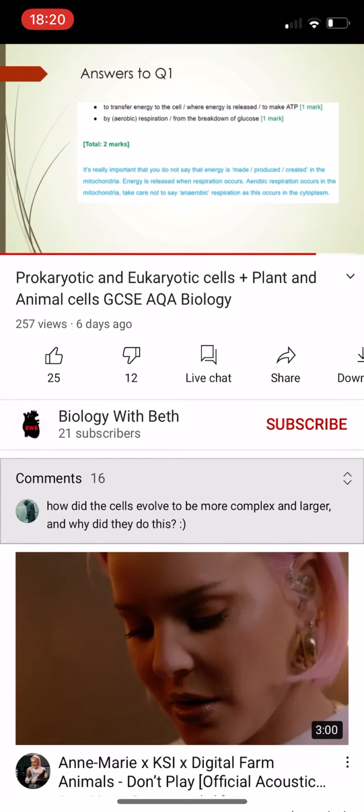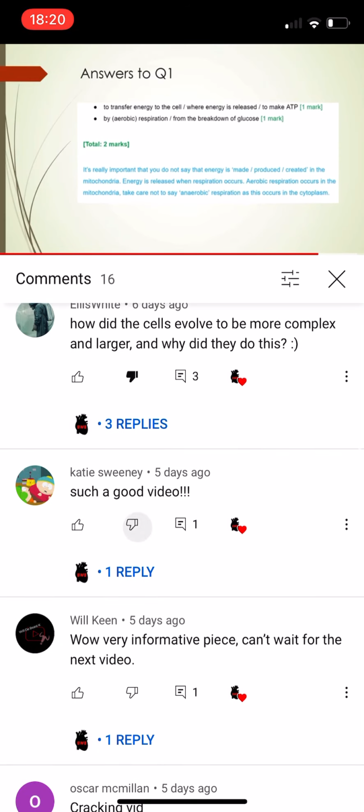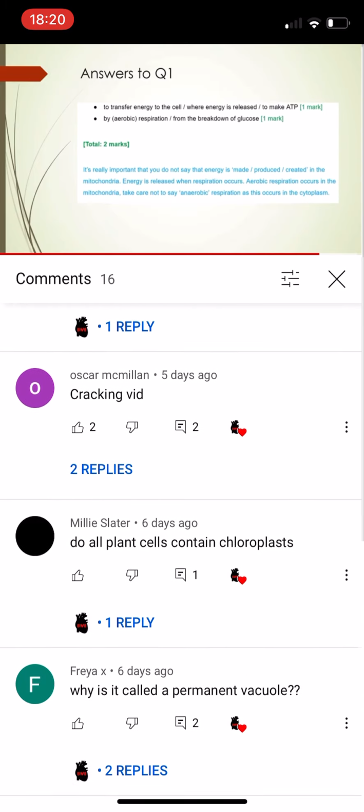Okay, so we're going to look at some exam practice. Now, this is really crucial because there's no point in learning the content if you can't actually apply it. So pause the video for a second and write down your answer. Okay, this is the answer. So to transfer energy to the cell, or where energy is needed to make ATP, and they mention here, it's important that you say energy is released, not made or produced or created. It's the idea of it being released, and you just got to remember that. And by aerobic, like I nearly slipped up earlier and I nearly said anaerobic.